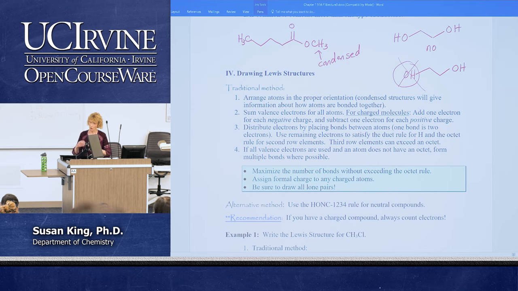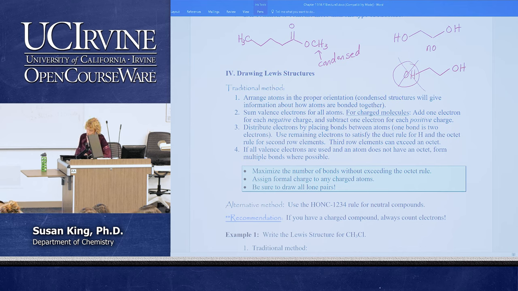And as you go along, you'll be adopting more of the shortcuts. Arrange atoms in the proper orientation. We have condensed structures, so that's easier for you to do than maybe in G-Chem. Sum the valence electrons for all atoms. Sometimes we don't even have to do that, but if you have a charged molecule, I highly recommend that you add up the electrons, okay? So you make sure you're drawing it correctly.